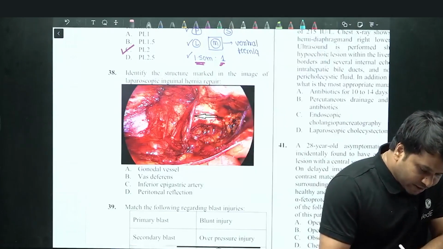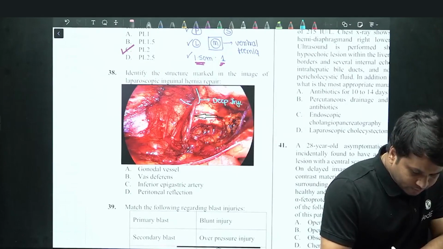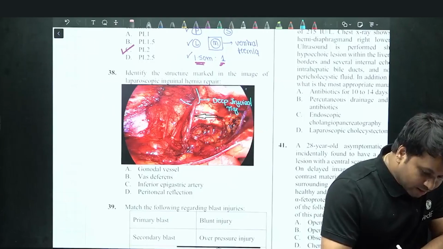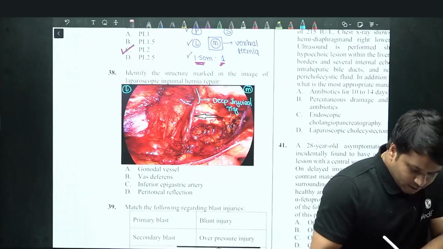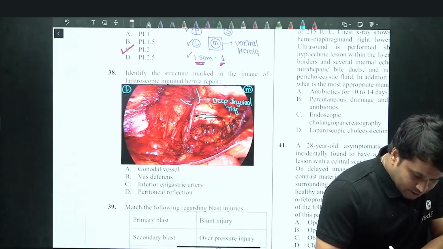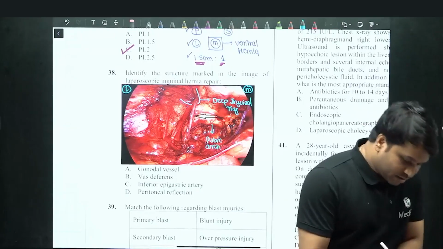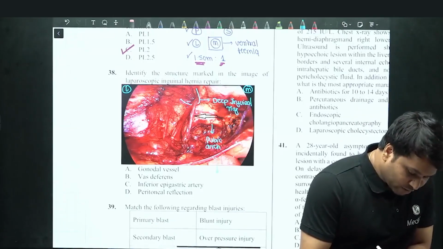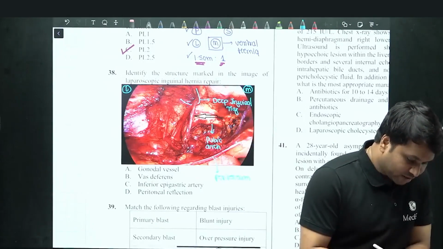Right. So this is the triangle of doom. You see here, this is your deep inguinal ring. This is the medial side. This happens to be the lateral side. This is your pubic arch, right? This structure that is present, which is reflected down, this is the peritoneum, which is reflected down.